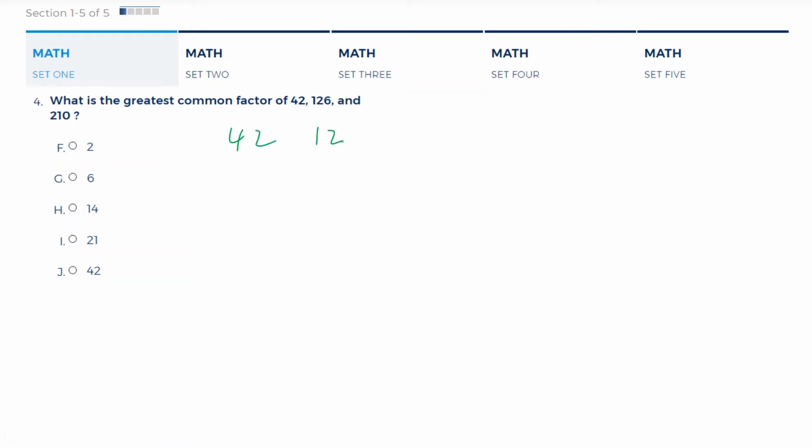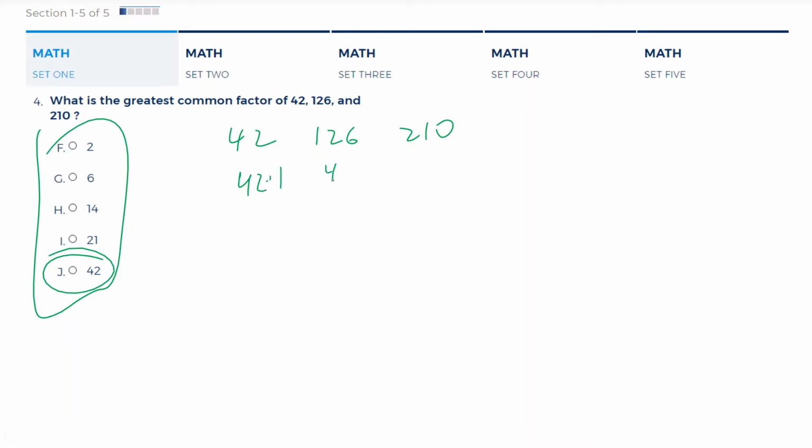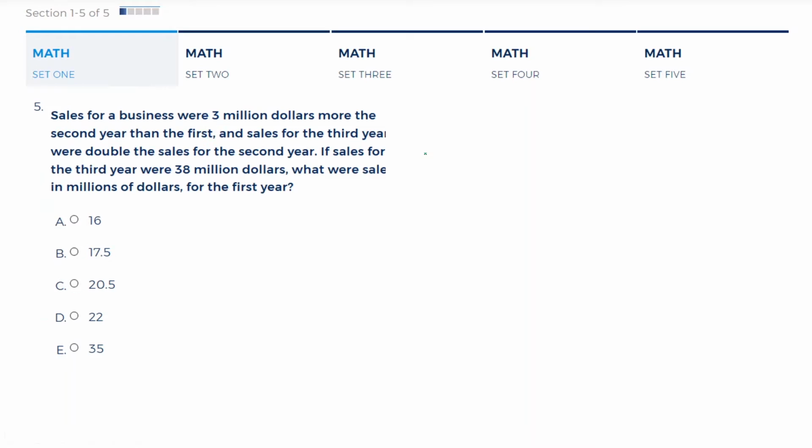Next, what is the greatest common factor of 42, 126, 210? The trick here, start guessing. So does this work? 42, so it's 42 times 1. This is 42 times 3. This is 42 times 5, so J.